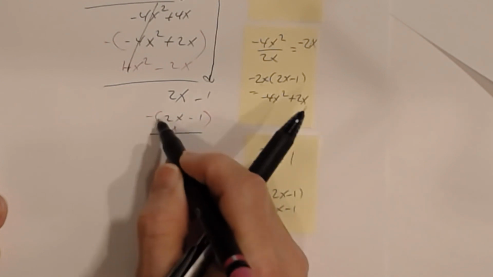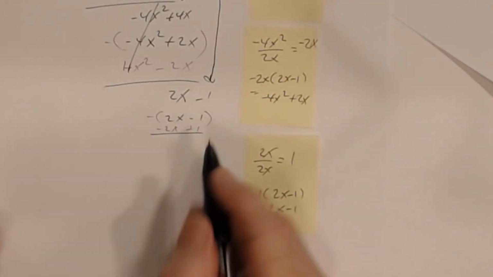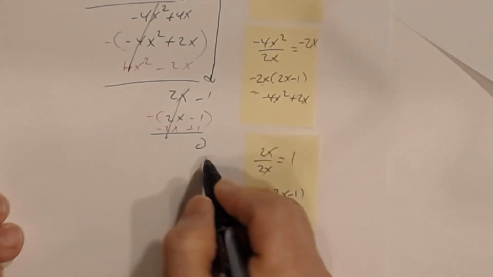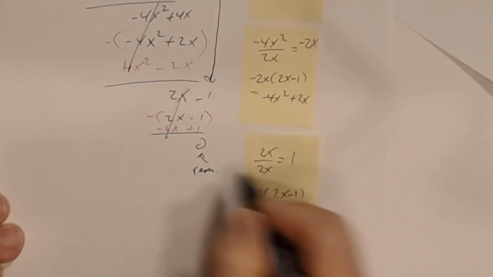But if you continue the process like we did here, the opposite of 2x is a negative 2x. The opposite of a negative 1 is a positive 1. And notice when you add them, 2x minus 2x is 0. A negative 1 and a positive 1 is 0. The remainder is 0. So what do you do with the remainder 0?